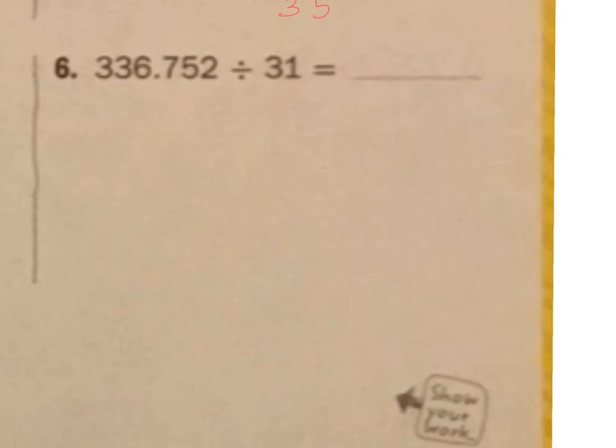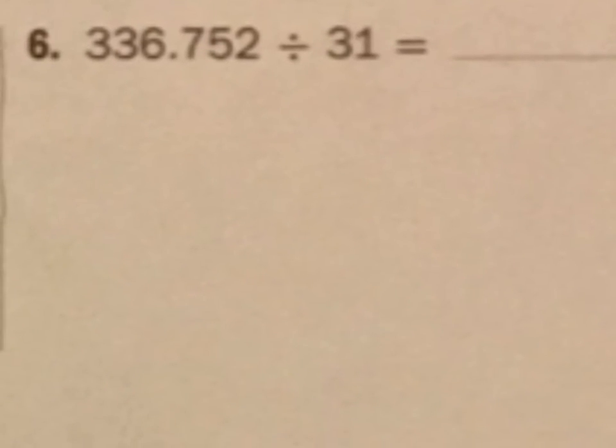Number 6. Oof, got a big one here. 336.752 divided by 31. Okay, take care of my decimal point. Now I just divide out.